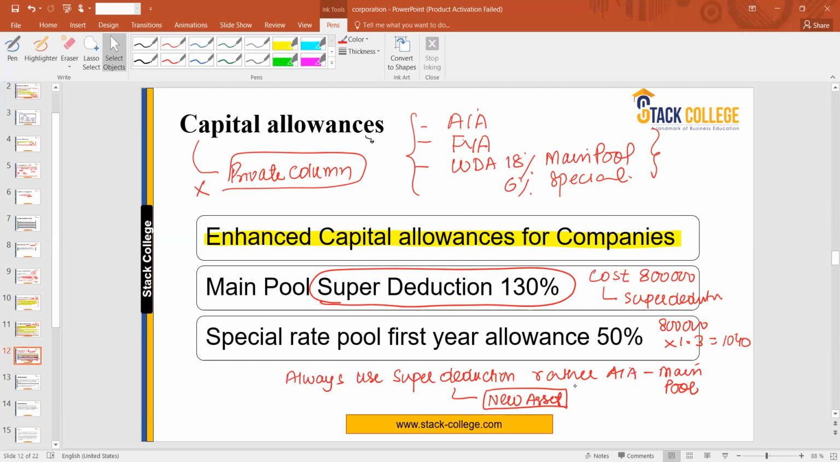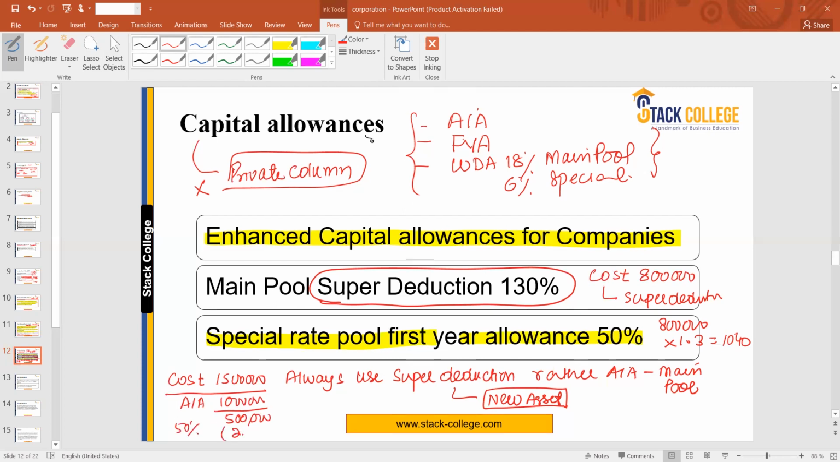Now, as far as the special rate pool is concerned, if we have AIA available for a special rate pool item, then first we claim AIA, and on the remaining balance there is another benefit called the first year allowance, which is 50%. Suppose we have purchased a special pool item that cost us 1.5 million. First we claim AIA up to 1 million. The remaining balance is 500,000. Then we claim the 50% allowance, which is 250,000, and the remaining balance is 250,000.